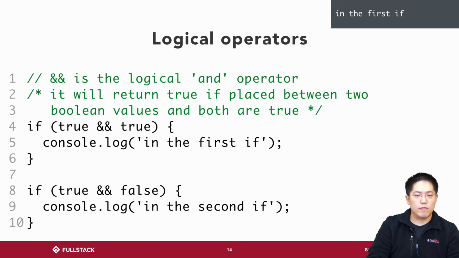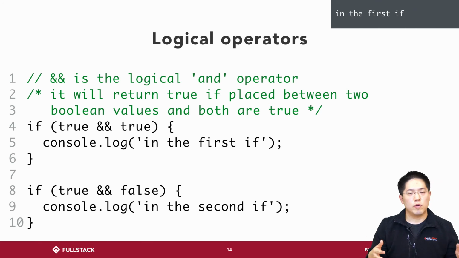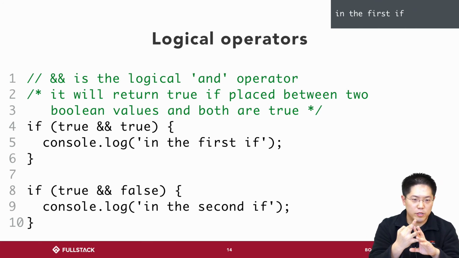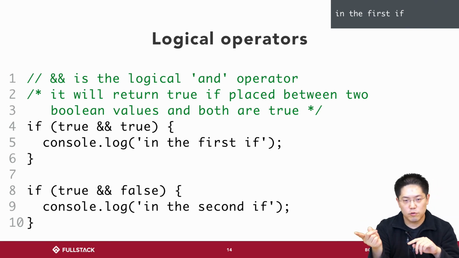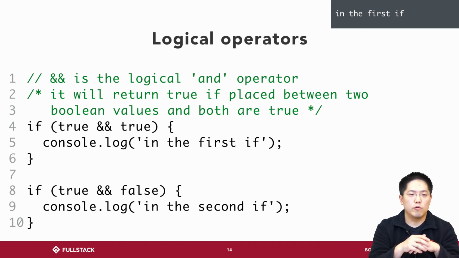So this AND is very picky. With double ampersand, you need both things to be true, and any of the other three configurations will evaluate to false. If they're both false, that's false. If the left one is false and the right one is true, it's false. If the left one is true and the right one is false, it's false. Only if they're both true does it evaluate to true.